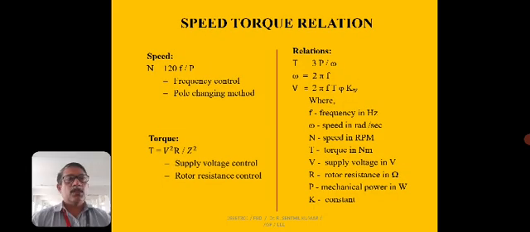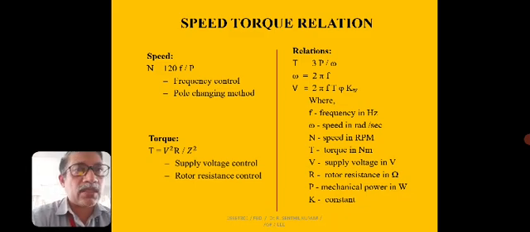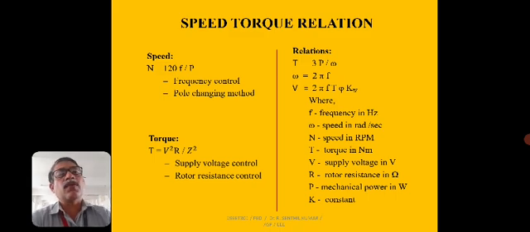Now, the speed torque relation, speed equal to 120 into F divided by P, I have already discussed. F is your frequency and P is your pole. And for torque, for varying the starting torque, we can vary either the voltage or the resistance, particularly the rotor resistance, and the impedance, Z square.